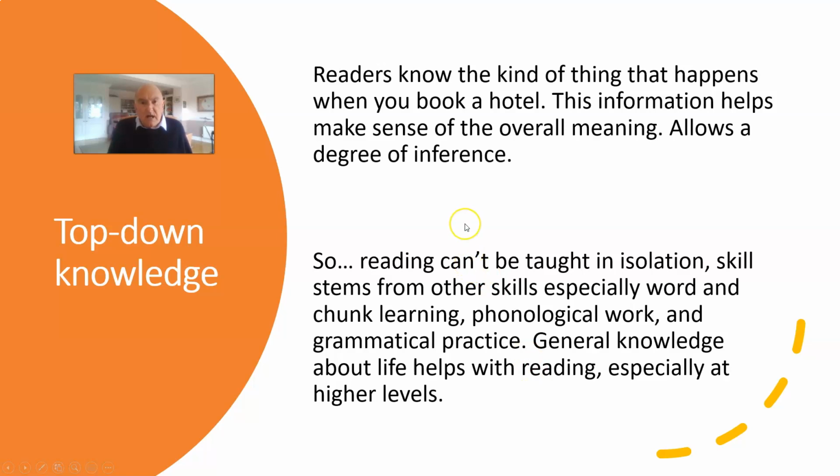We also need top-down knowledge, not just the decoding knowledge, the bottom-up skills, but the top-down knowledge. So we need to know the sort of thing that happens when you book a hotel, and that helps make sense of the overall meaning. So, we can't teach reading in isolation. It's a skill that stems from the other skills that we've talked about so far: vocabulary, chunk learning, even phonological work and grammar. And also, when it comes to more advanced levels of reading, a bit of general knowledge about life helps a good deal.